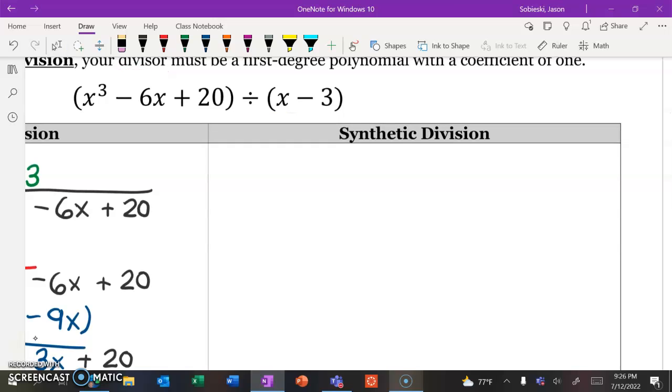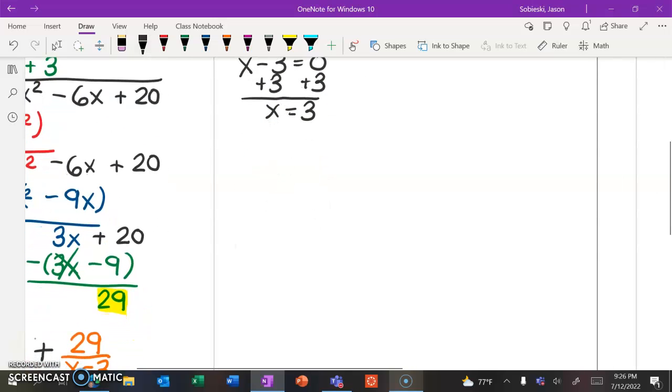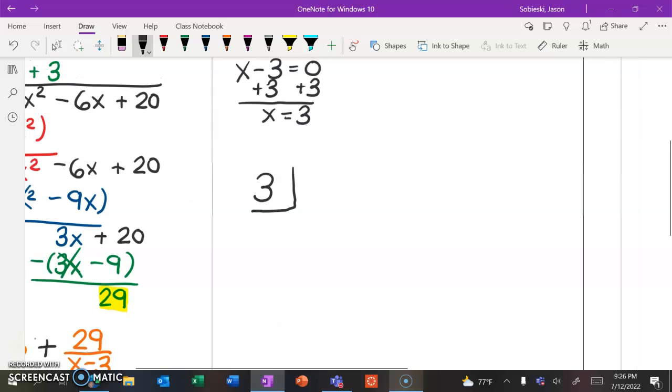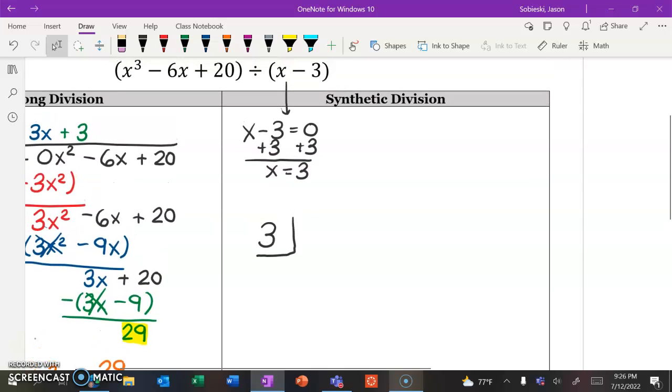The first thing that you're going to need to do is take your divisor, which is x minus 3, and set that equal to 0 and solve. If we add 3 to both sides, we get x equals 3, which is what we're going to need to start off our synthetic division. So leave yourself some room, write down a 3, and then box it out, sort of like that.